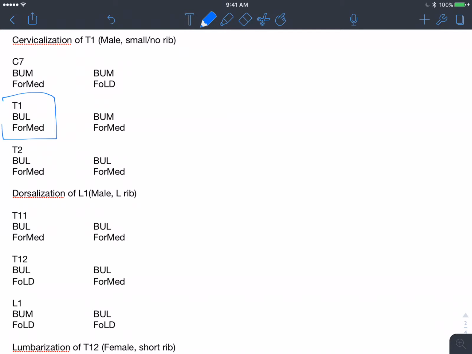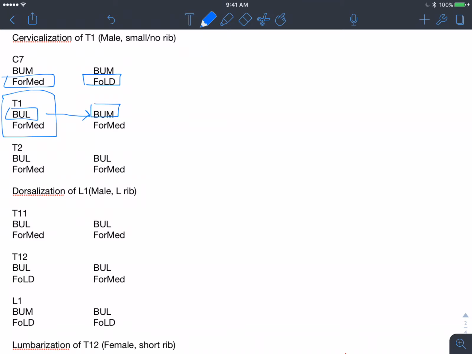So normally, T1 is backwards, medial, correct? It's going to end up transitioning to backwards, upwards, just like a cervical would be. Now you can see, in order to interact with that, we're going to need C7's inferior articular facet to transition to forwards, lateral. So we have two facet changes from the typicals to the new. Always going to have two facet changes. Again, this is usually associated with males and small or no rib development at T1. Just kind of the trends there.